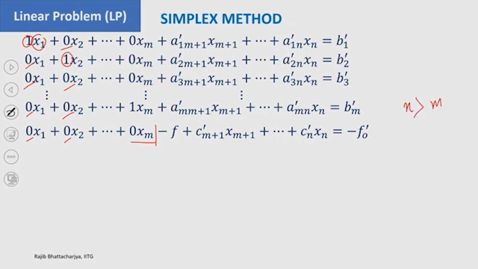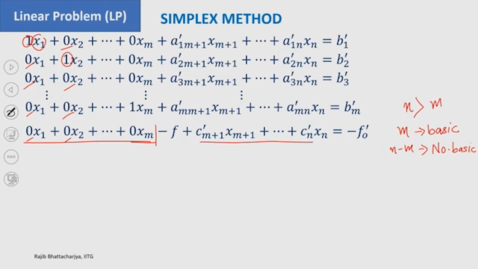So, what are we considering here? We are considering that up to xm are basic variables, that is, up to the number of equations. So, we have m basic variables and n minus m non-basic variables. So, up to m these are basic variables, and from m plus 1 to n are non-basic variables.